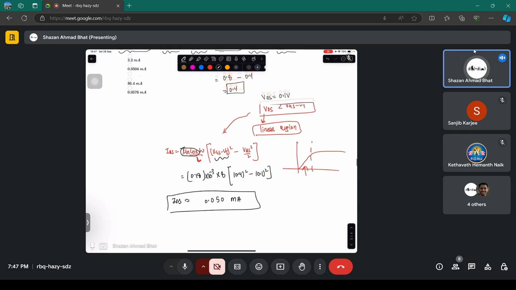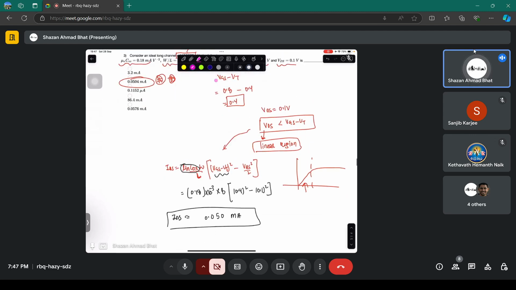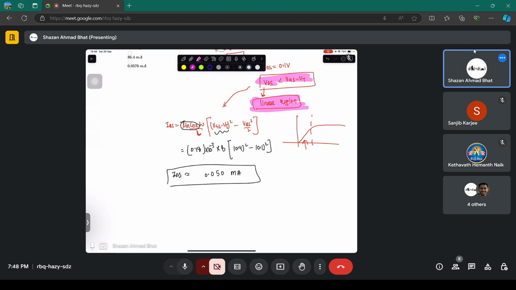Which option is it? 0.050. Okay, this is option 504. So this is the correct answer of this question. The important thing about these questions is to just check the region. In which region is it? Then apply the current equation accordingly.